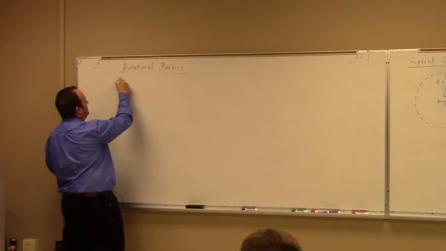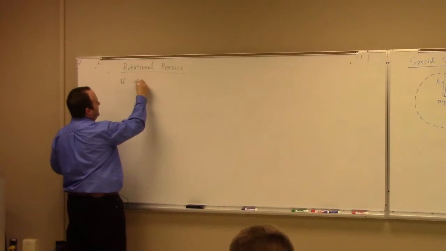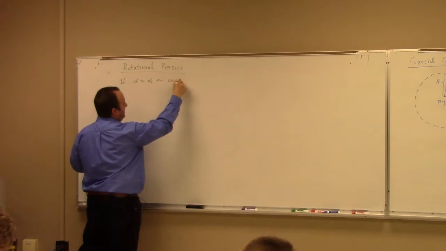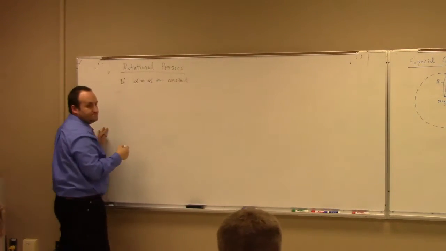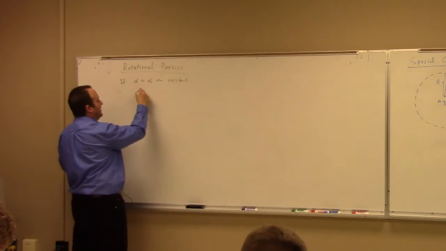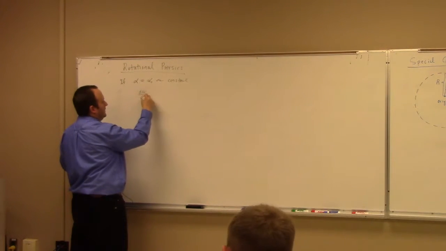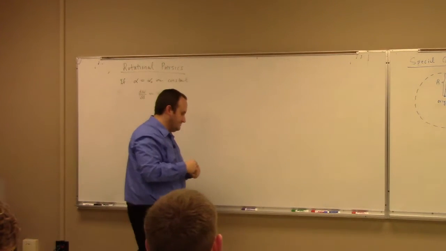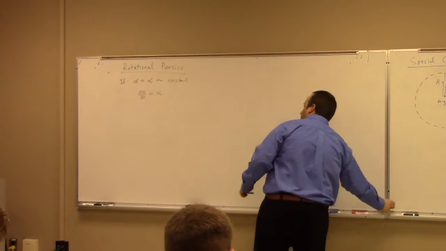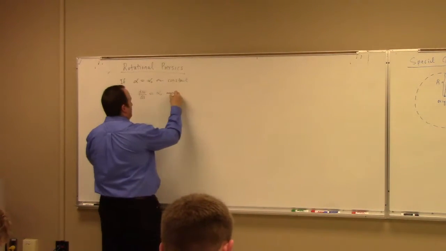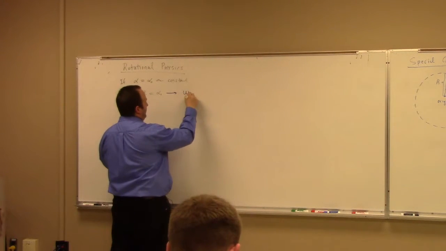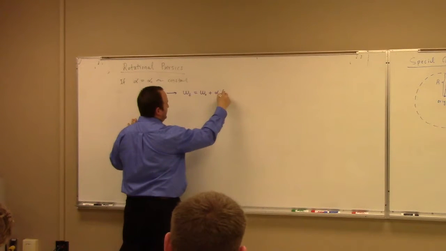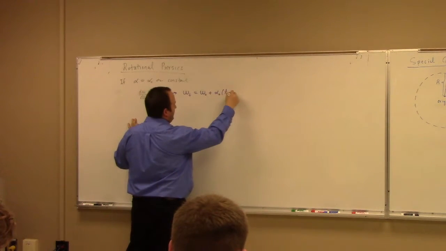So if alpha is equal to alpha naught, a constant, right? Then what? You've got d omega dt is equal to alpha naught. Guess what? Integrate. What does it give you? We integrate, we get omega f is equal to omega naught plus alpha naught times tf minus t naught.